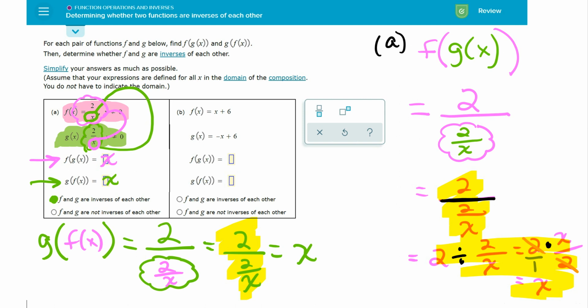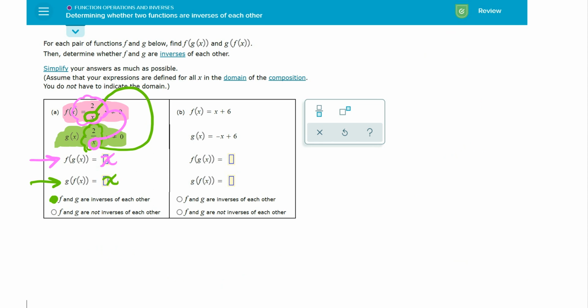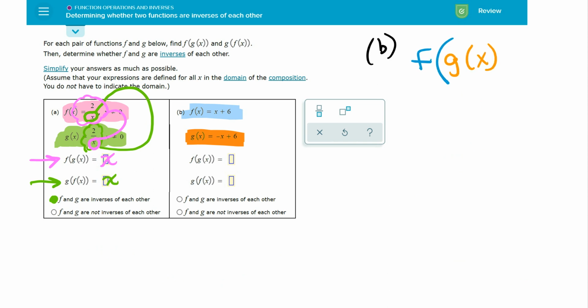Okay? Now, I'm going to pause. I'm going to erase all this because I don't have any other room, and I'm going to do part B for you. So for part B, I'm going to do f of x in blue and g of x in orange. So we're going to calculate f of g of x. We are going to put the orange function into the blue function where its x is.